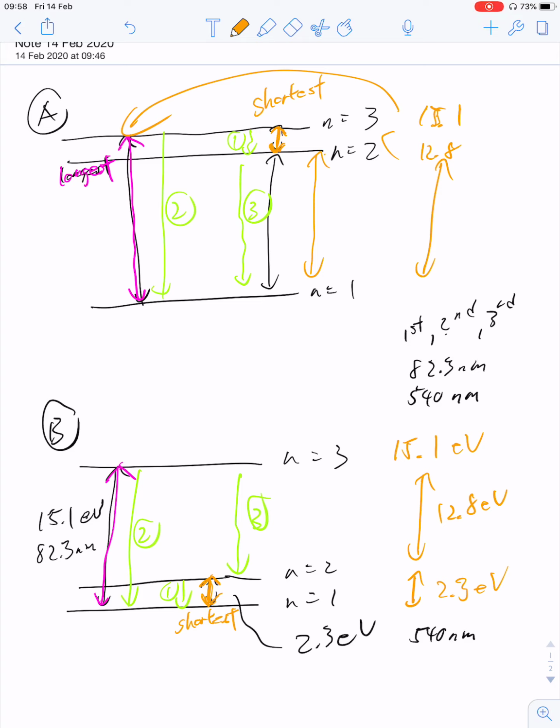So this is probably best understood with the diagram. Hopefully this helps explain things.